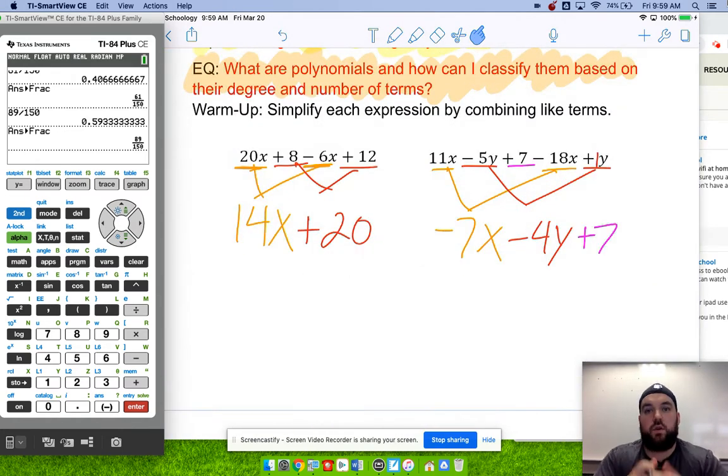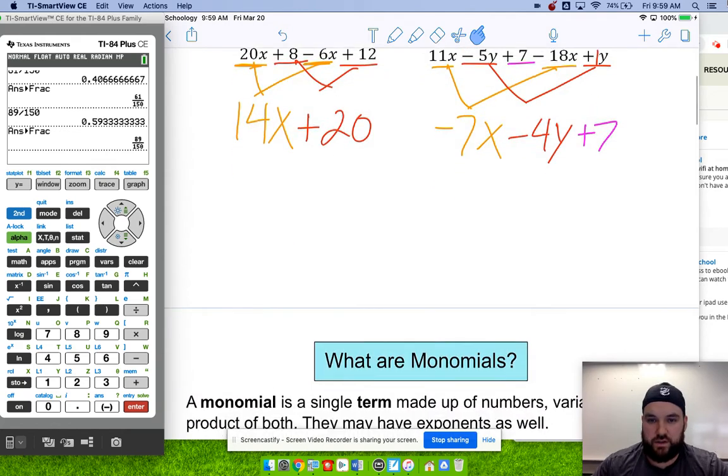In the first one, I went from 4 terms down to 2, and in the second expression, I went from 5 terms down to 3. So that's combining like terms.